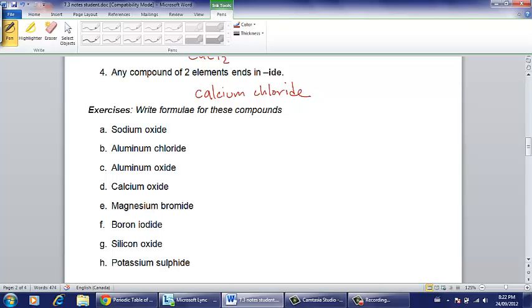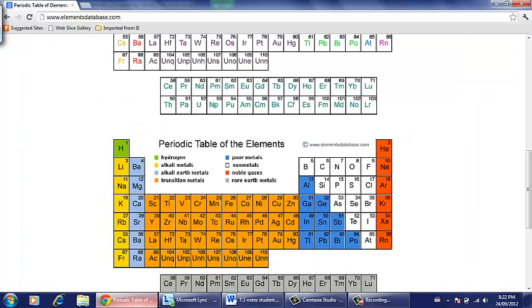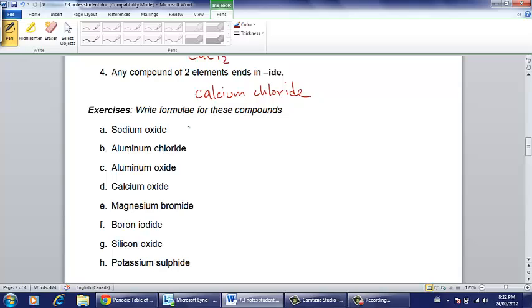Sodium oxide. Going back to your periodic table, sodium here, atomic number 11, first column, so it has a combining capacity of 1 plus. Oxide here, 2 negative. So we had sodium 1 plus and oxide 2 negative. We're going to drop these down, which will give me Na2O. Not going to write the 1 on the oxygen because I know I'm going to be taking it off.